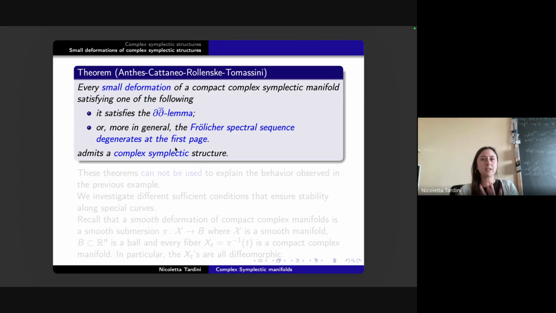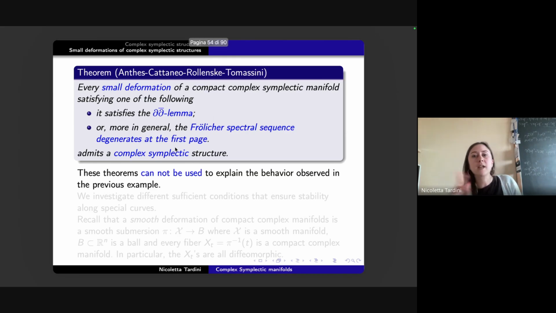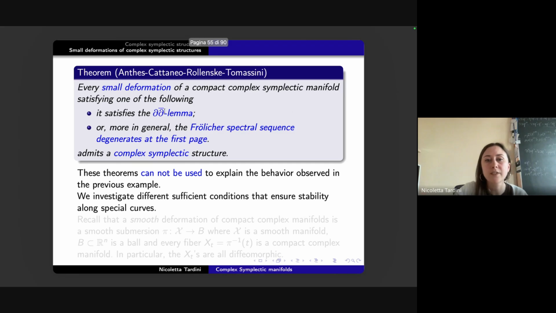So if your manifold satisfies this property, Angella, Cattaneo, Tomassini proved that the existence of complex symplectic structure is preserved. But we cannot use this theorem to explain, for instance, the behavior we have on the Iwasawa manifold times the torus, because that is a nilmanifold, so it cannot satisfy the ddbar lemma, okay? So this condition is not satisfied by the previous example, this ddbar lemma, okay? So we looked for other sufficient conditions ensuring stability.